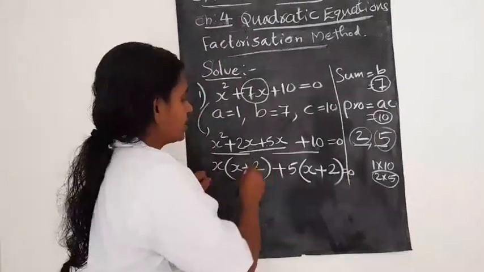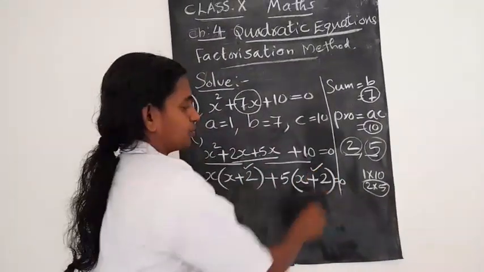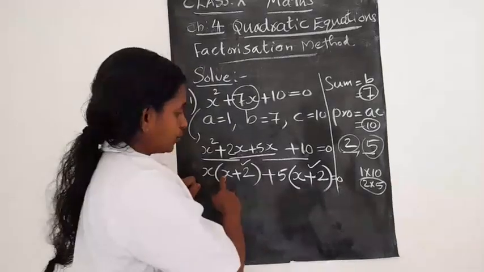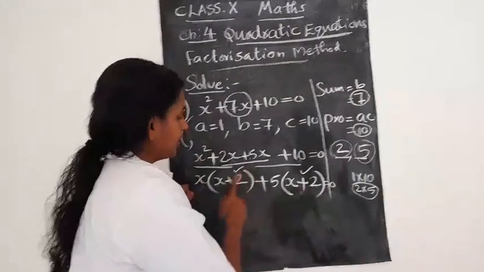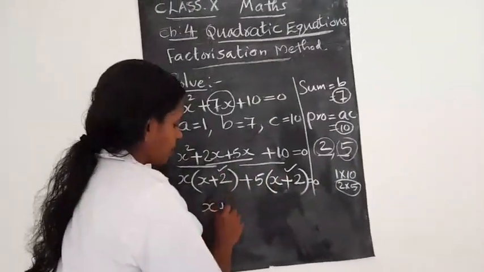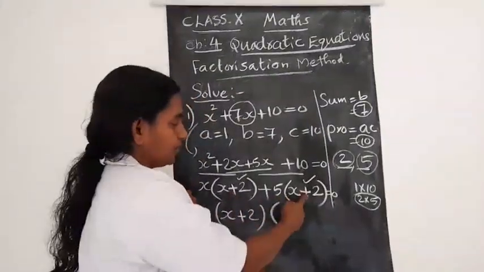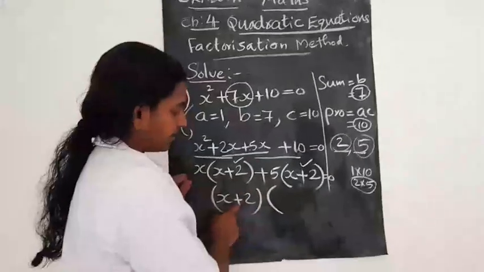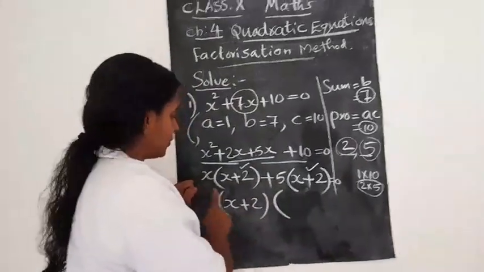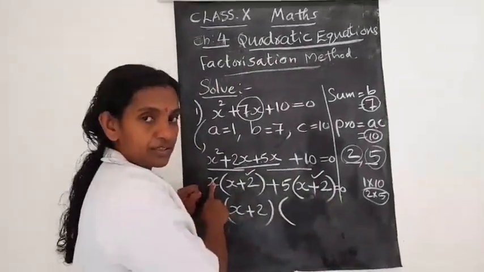Now you can see that inside the bracket x plus 2, here also x plus 2. So it's a common factor that we can select out. That is x plus 2 into, these two common factors we have selected outside. x plus 2 into what is remaining in the first? x.